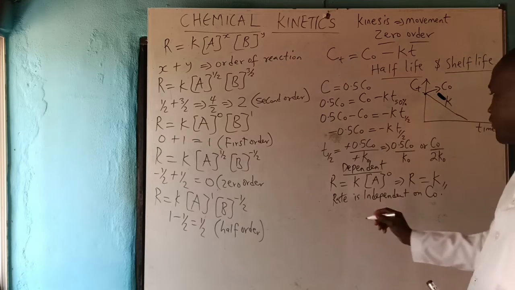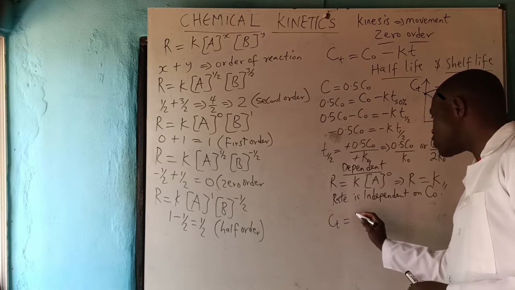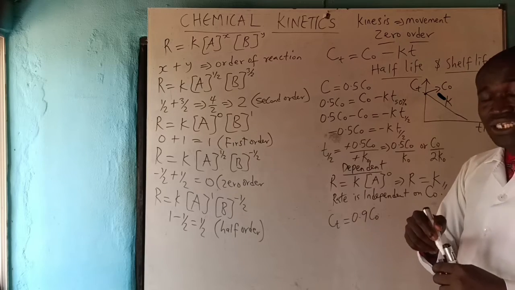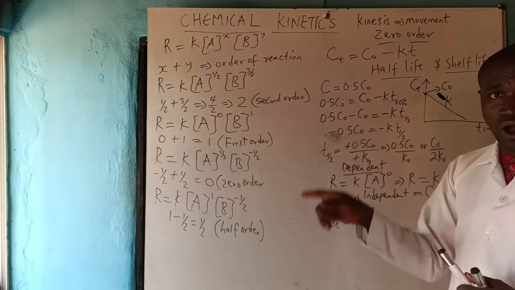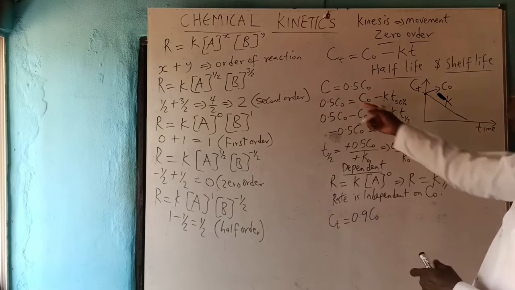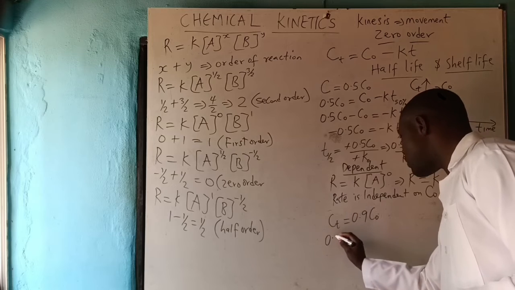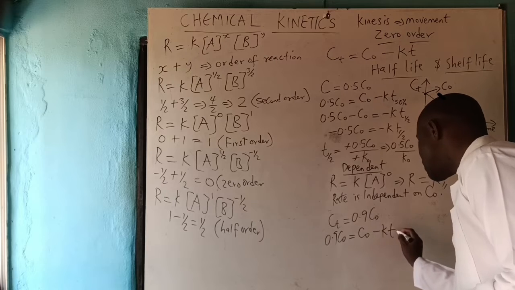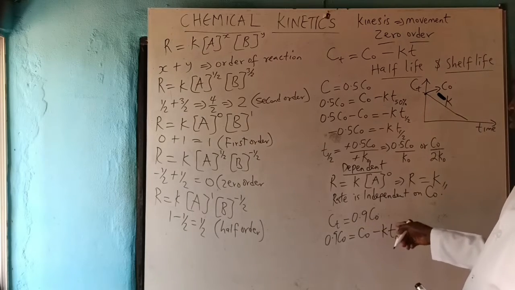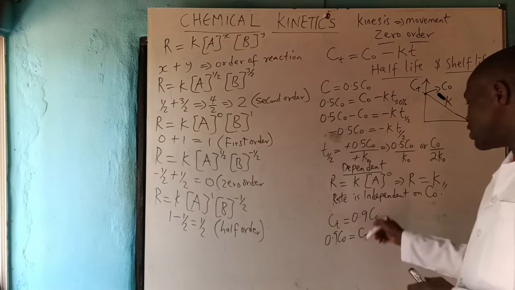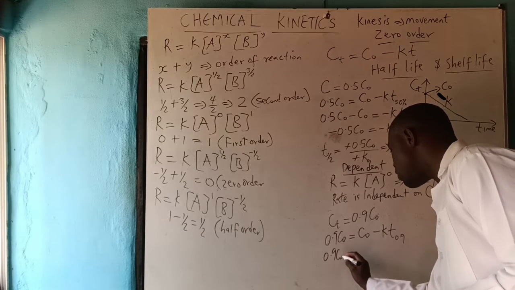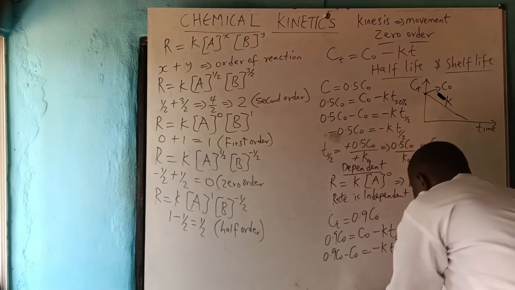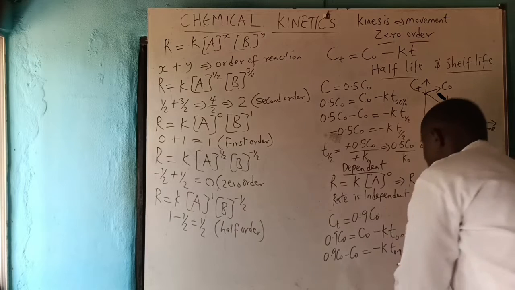We said for the shelf life, it means that Ct is equal to 0.9 C0, because 10% has been lost, remaining 90%, and 90% means 90 over 100, that is 0.9 C0. Okay, and so you bring it to this zero order equation. 0.9 C0 equals C0 minus k t0.9. This k t0.9 is telling you about the shelf life. This goes here. 0.9 C0 minus C0 equals minus k t0.9.